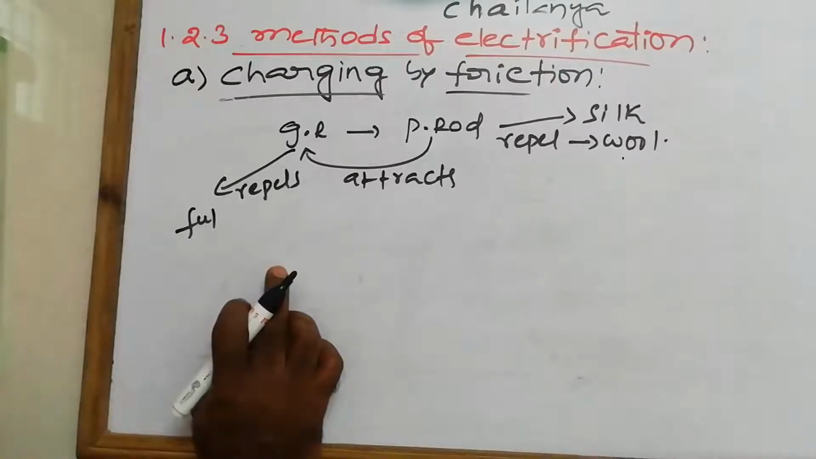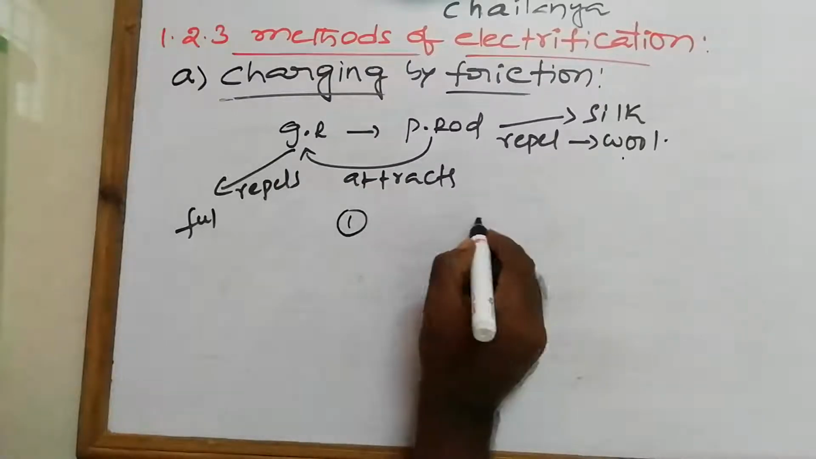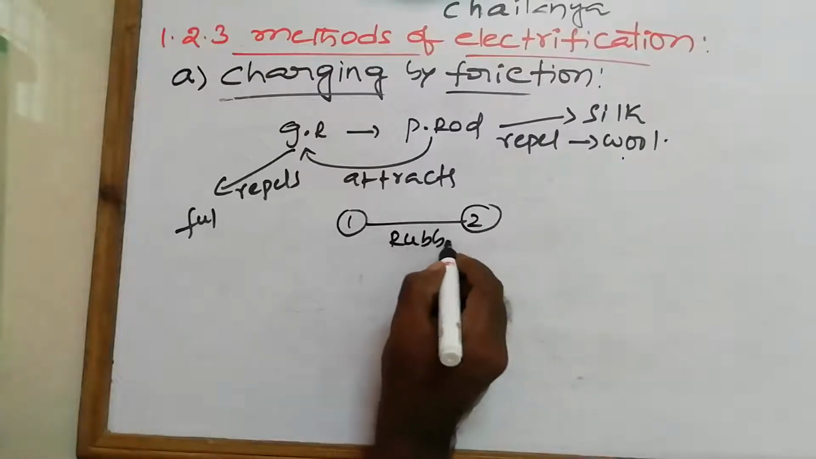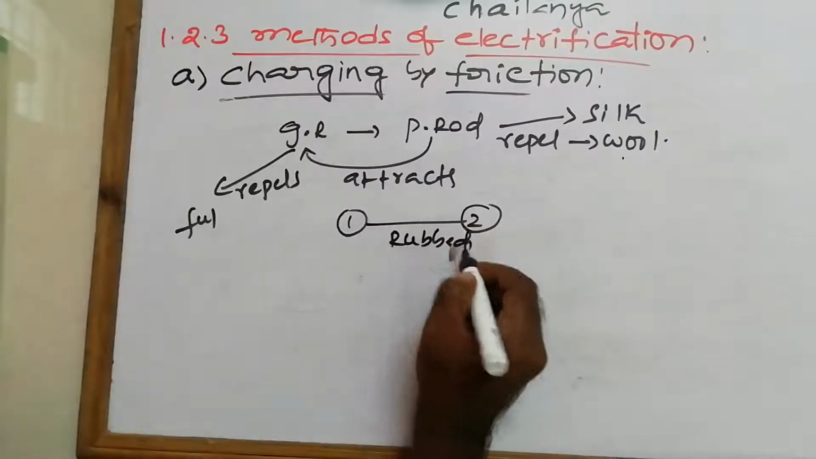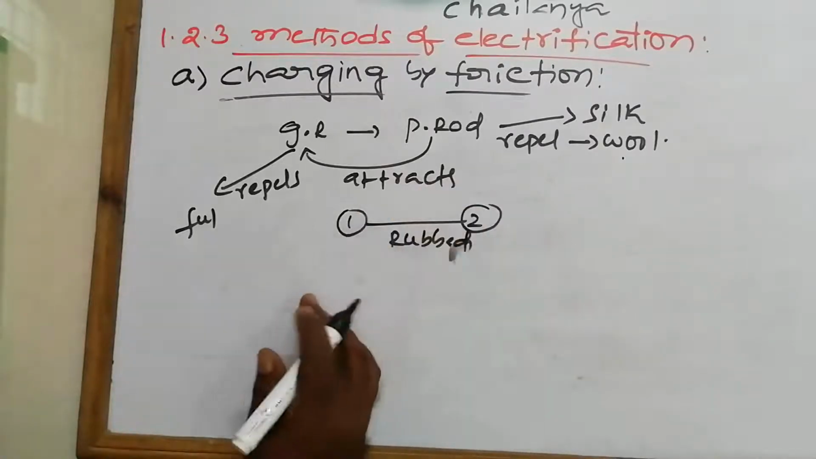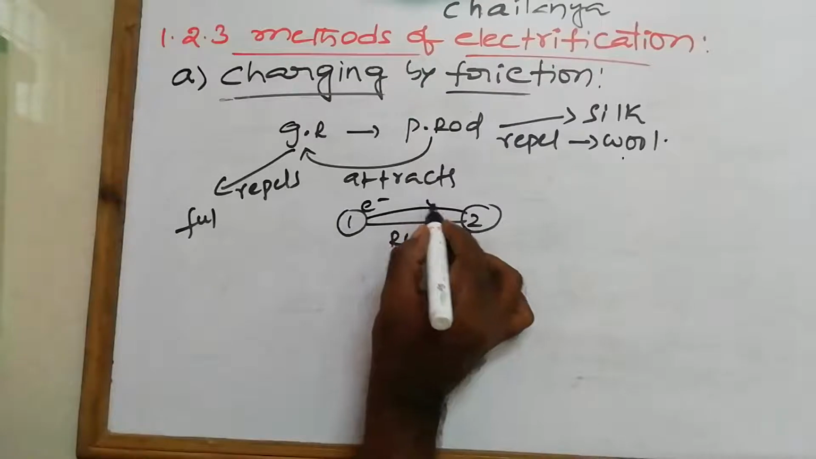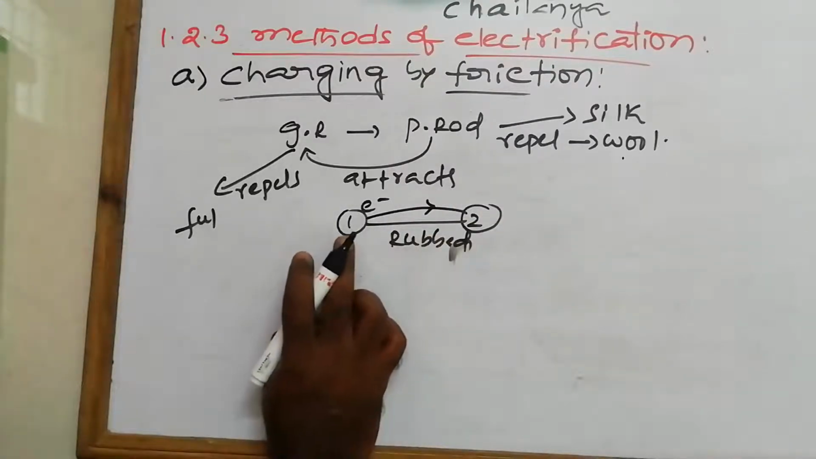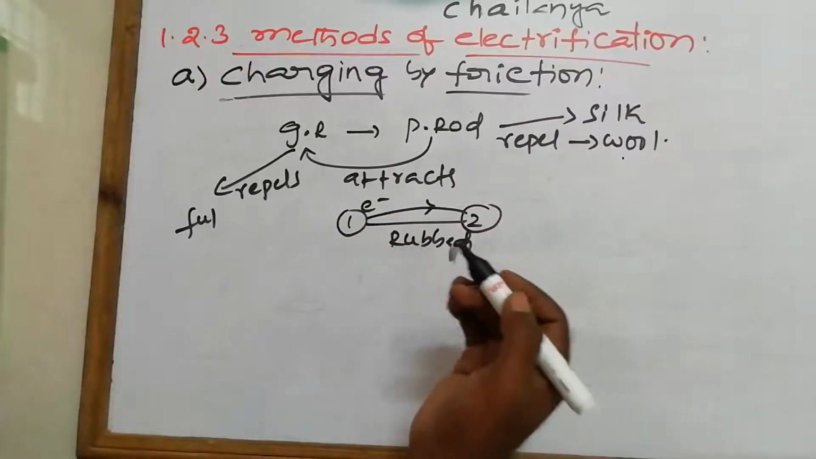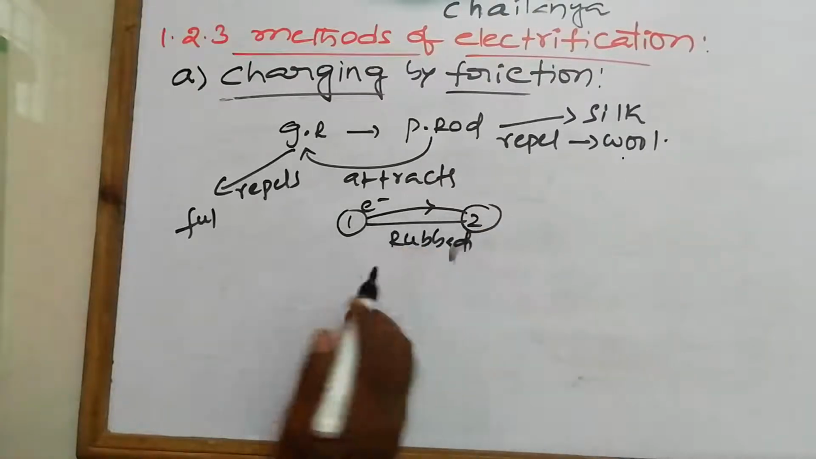Next, in this process, what do you observe? When two bodies are rubbed against each other, this is body 1 and this is body 2, what happens exactly between them? Here, when two bodies are rubbed, electrons are transferred from one body to another. So in this process, the particles transferred from one body to another are electrons.